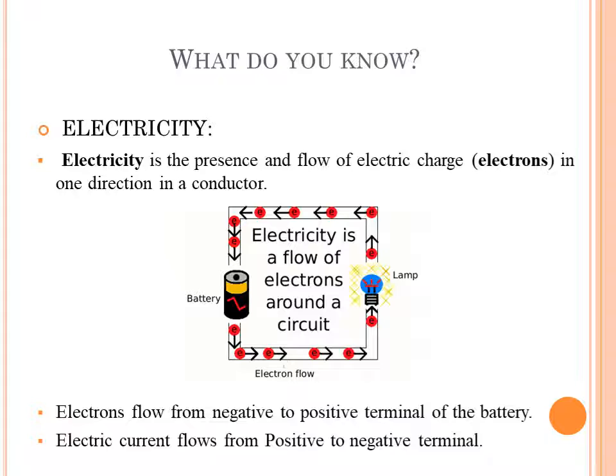You have been studying that electrons flow from the negative terminal to the positive terminal of the battery inside the circuit. And the electricity is the flow in the opposite direction of the electrons, that is from positive to negative terminal. So whenever electrons can freely move, electricity or electric current is generated.